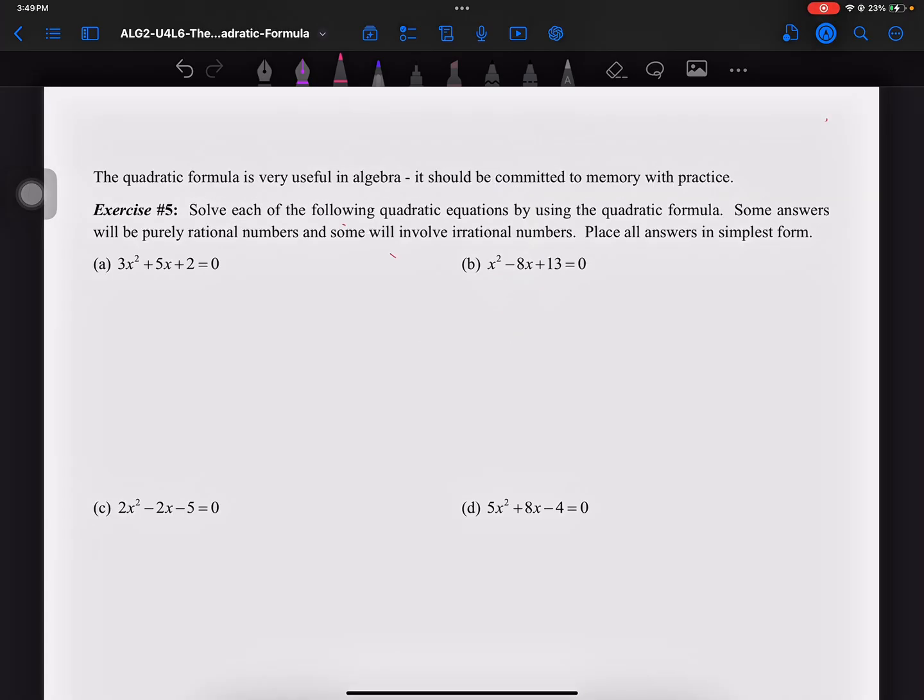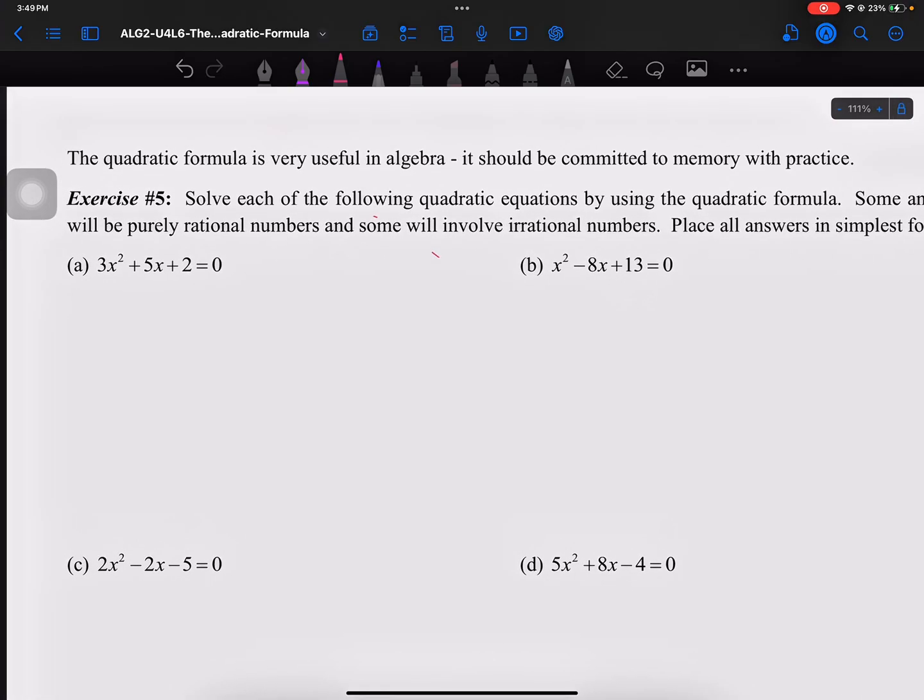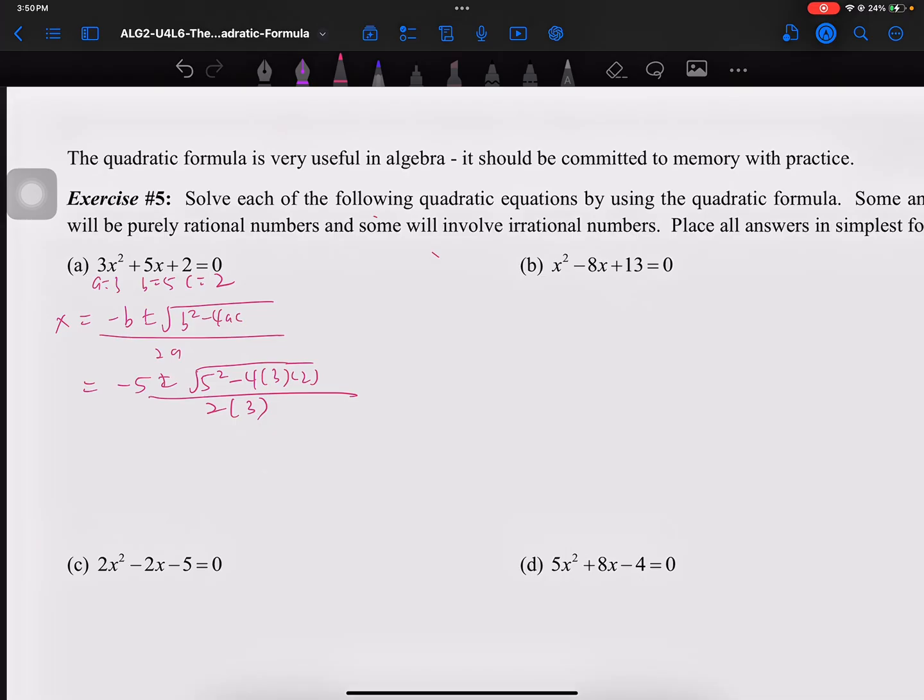We need to use our quadratic formula. So A is 3, B is 5, C is 2. So we substitute all my A, B, C into the equation. It will be negative b plus or minus the square root of b squared minus 4ac, over 2a. So negative 5 plus or minus the square root of 5 squared minus 4 times 3 times 2, over 2 times 3. So from here, x is actually negative 5 plus or minus 1 over 6.